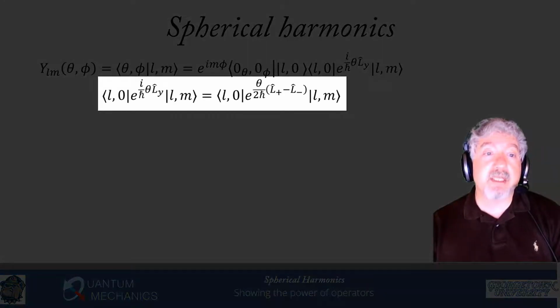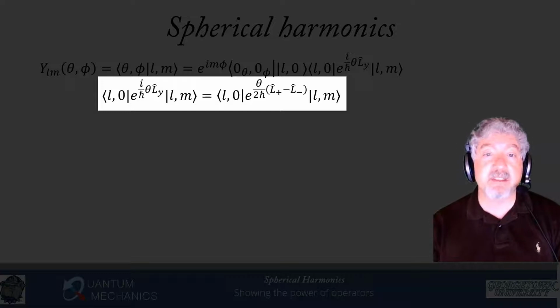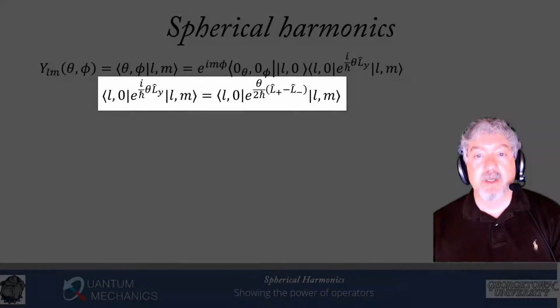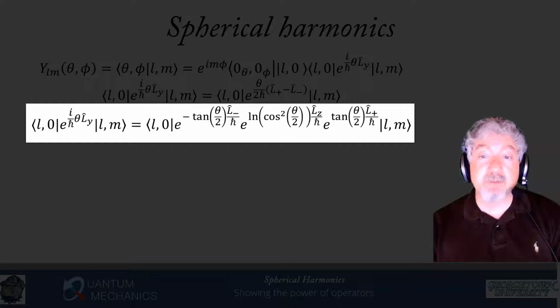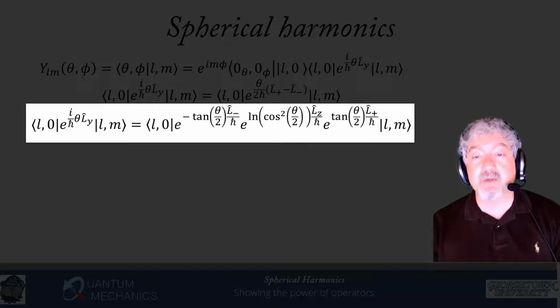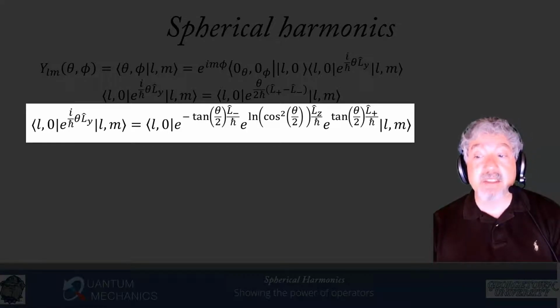So what we're going to do is take that e to the i over h bar theta L hat y. We're going to rewrite it in terms of L plus and L minus. It becomes e to the theta over 2 h bar (L plus minus L minus). We then use exponential disentangling. I'm not having you go look it up, I'm just telling you what it is. It becomes e to the minus tan theta over 2 L minus over h bar, e to the log cosine squared theta over 2 Lz over h bar, and e to the tan theta over 2 L plus over h bar. And so that's an operator identity. I just substitute that in for the operator.